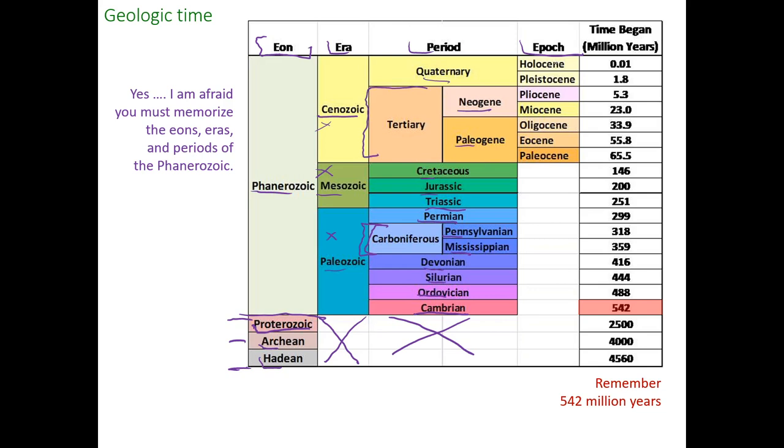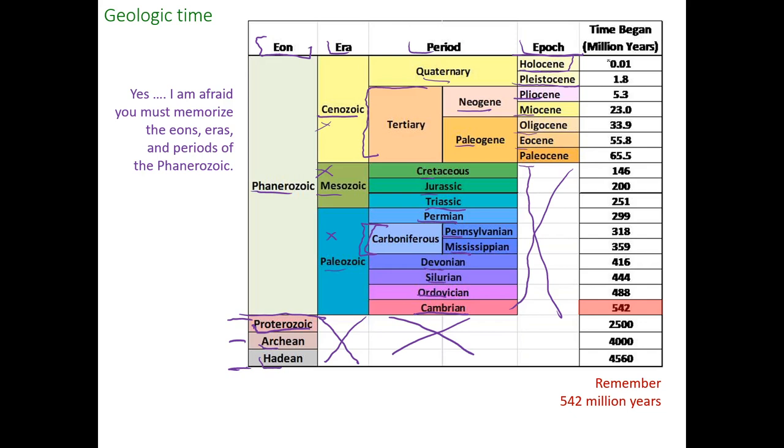Now, you do not need to know the epochs of anything besides the epochs of the Cenozoic, which are the Holocene and Pleistocene of the Quaternary. Holocene is right now. We're in the Holocene. Pleistocene, you can think of as the Ice Age. Then there's the Pliocene, the Miocene, the Oligocene, the Eocene, and the Paleocene. Okay, so you need to know those.